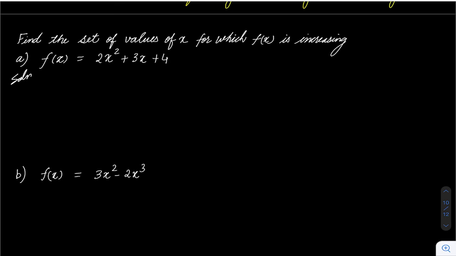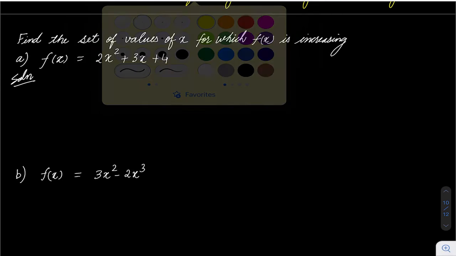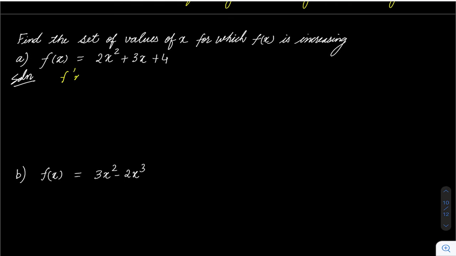So first thing that we will do is, to solve these kind of questions, we will differentiate and find f dash x. In every question, whenever it says increasing and decreasing, first thing that we do is we find f dash x. So when you differentiate this, obviously 2x square differentiation is 4x and 3x differentiation is 3. So this is my f dash x. Then, because it says increasing, whatever f dash x I am getting, I have to write greater than equal to 0. Now, it implies that my 4x plus 3 should be greater than equal to 0.